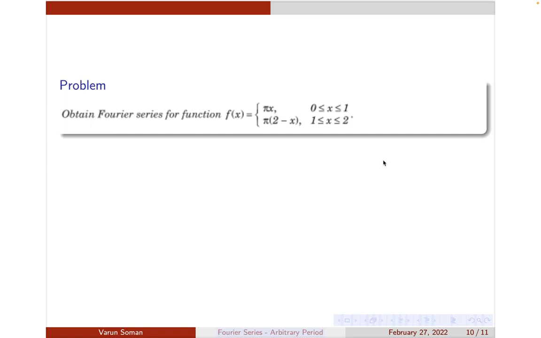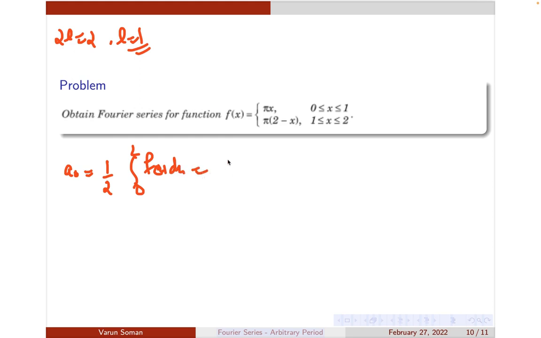Now we will do the next problem also. That's also a similar problem only. Here it's a discontinuous, piecewise defined function, and the interval is 0 to 2. So the first step is the given interval length, which is from 0 to 2, that is 2, so your L is actually 1. Now the formula for a naught is 1 by 2L, so it will become 1 by 2 integral from 0 to 2 of f of x dx.